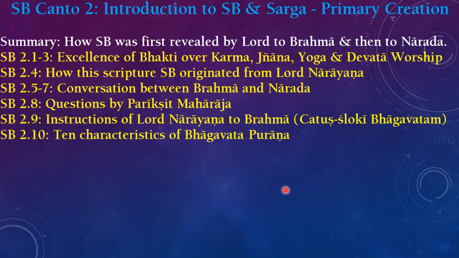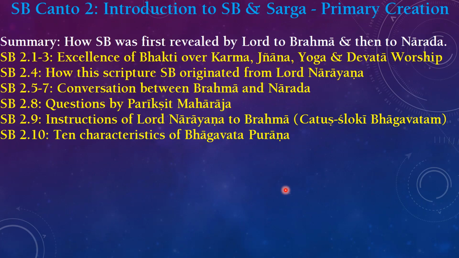In the first 3 chapters, Bhagavatam describes the excellence of bhakti over Karma Yoga, Jnana Yoga, Ashtanga Yoga, and Devata worship. So the position of bhakti vis-a-vis other popular paths has been established in the first 3 chapters. Then the 4th chapter gives a hint of how this scripture known as Srimad Bhagavatam originated from Lord Narayana. And then in chapters 5 to 7, there is a conversation between Brahma and Narada.